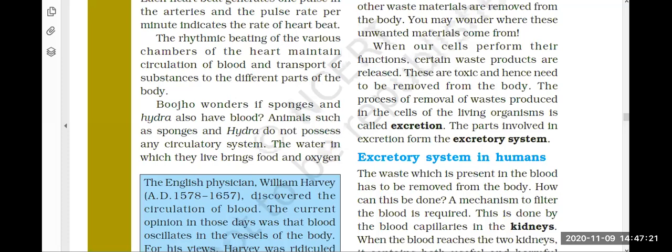Now, this is about the blood requirements of all the other cells and organs. What about the heart itself? The heart also requires blood, right? It also consists of cells. So there must be some kind of veins as well as arteries inside the heart to supply nutrients to it. Let's see that.